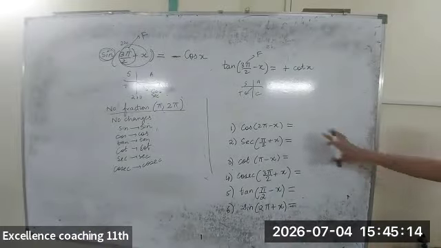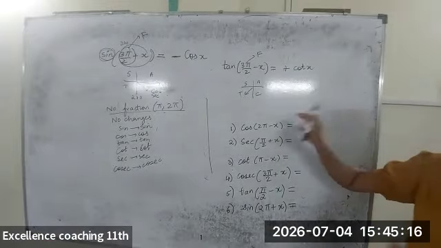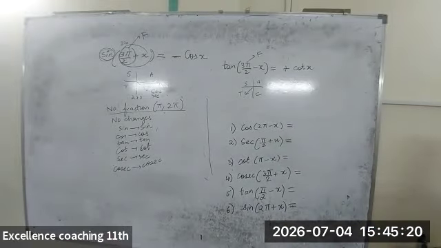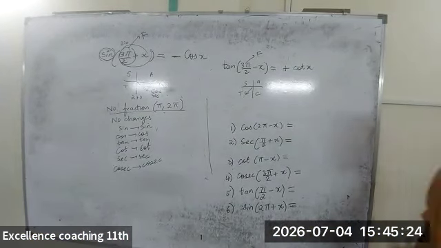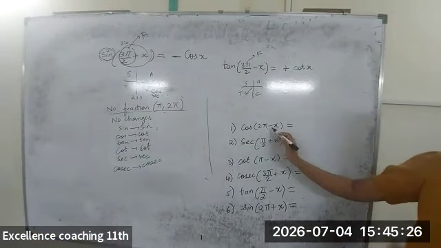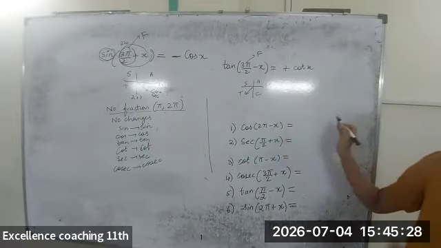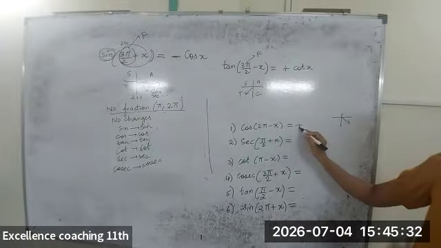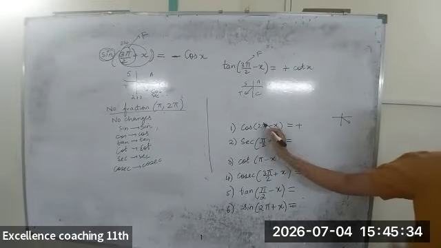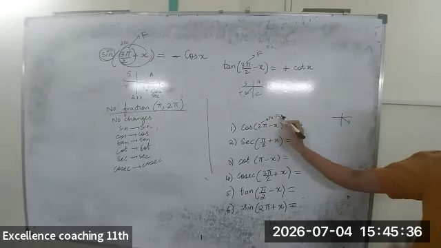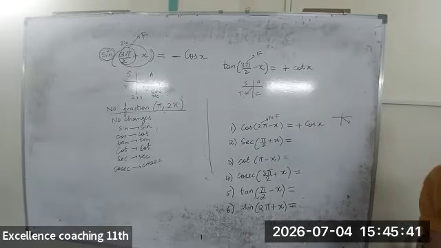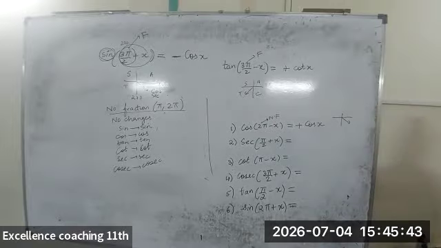We have understood this, the major part is solved. So 2 pi minus x is in the fourth quadrant. In the fourth quadrant, it is positive. It is not a fraction, so cos will remain as cos. First one, everybody's got the same answer.